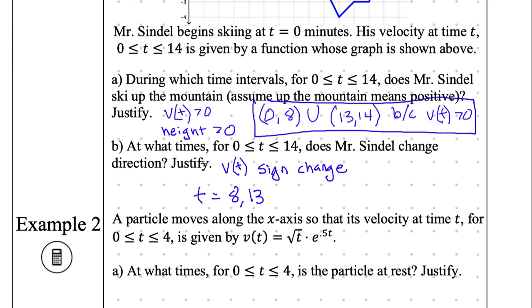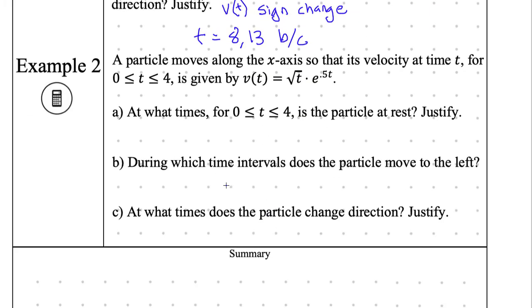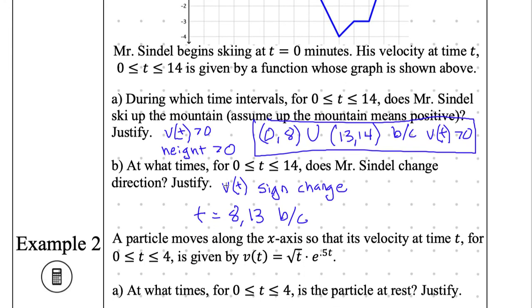Okay, and it asks us to justify. Always assume that you have to justify. I think I didn't ask it in part B on example 2 because I ran out of space, but always assume it. Time is equal to 8 and 13 because, and we literally write this down again. I'm just going to copy and paste it. I think it's a little bit faster. Because V of t sign change. And box it. That's our final answer.